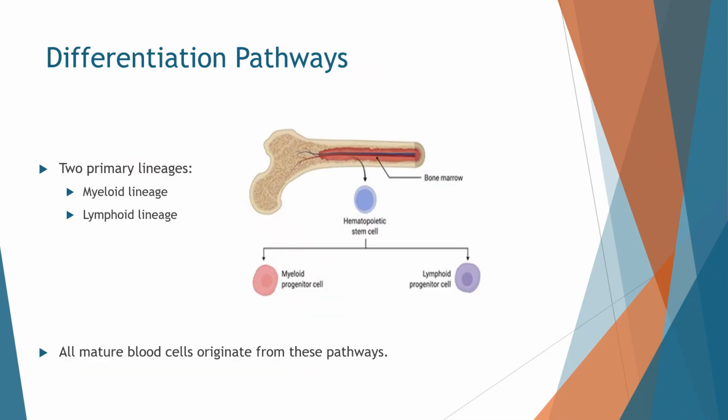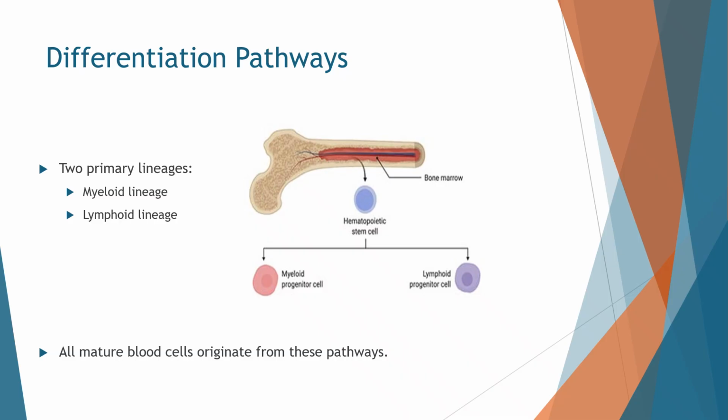So once stem cells commit to becoming something more specific, we start seeing organization. And hematology loves organization. All blood development branches into two primary lineages, the myeloid lineage and the lymphoid lineage. Think of this like choosing a career path early in training. Once a progenitor cell commits, its future options narrow.